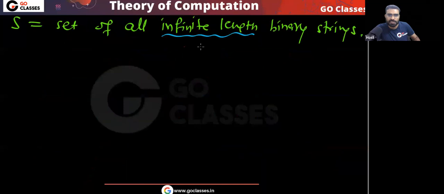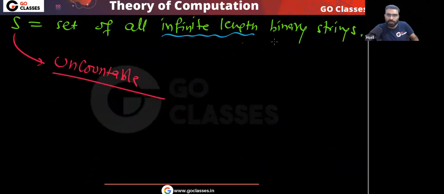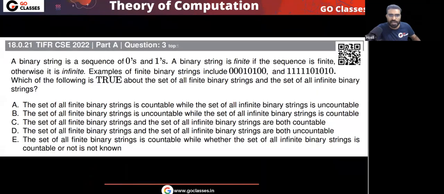But anyway, the point is, the set of all infinite length binary strings is uncountable. And this is your TIFR exam question. So the answer will be option A. The set of all finite length binary strings is countable. The set of all infinite length binary strings is uncountable. Is this clear? So your answer will be option A. Clear? Let me know.